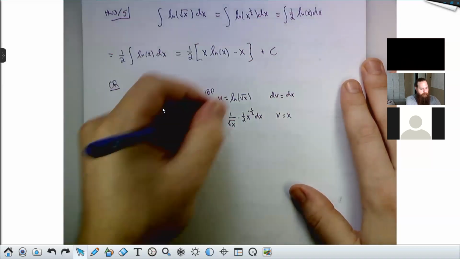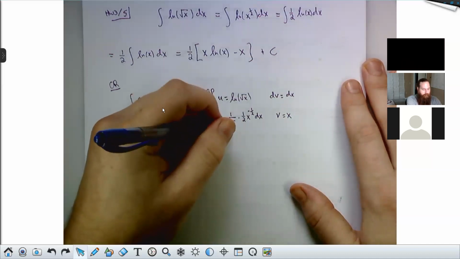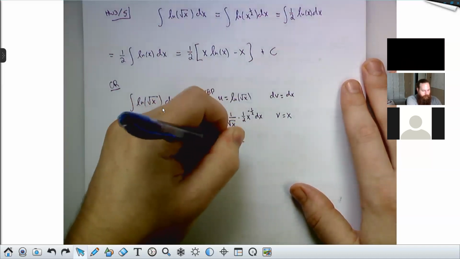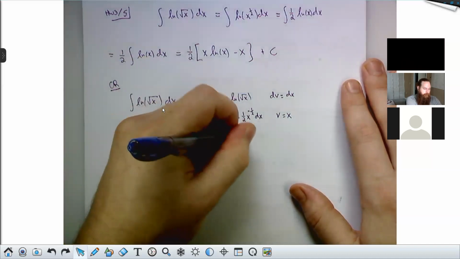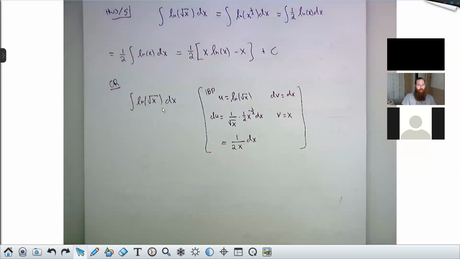Now this du, if you simplify this, and you should, you've got 1 over root x, that is x to the negative 1/2. And so this and this can play together. You get 1 over 2x dx. This is 1 over root x. This is 1 over root x. 1 over root x times 1 over root x is just 1 over x. And then the 1/2 gives us the 2 downstairs.